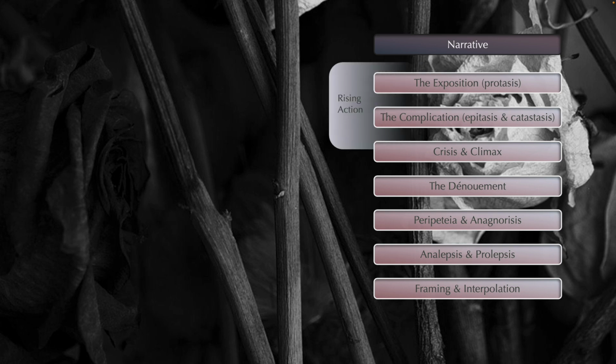The first four terms that you see listed up there, exposition, complication, crisis, and denouement, are all sort of plot-related elements of narrative development. And so sometimes you'll hear critics talk about rising action and falling action. And rising action usually deals with everything from the exposition through the complication up to the crisis, and then the falling action is everything from the climax to the conclusion of the text.